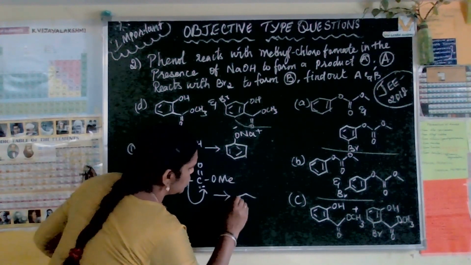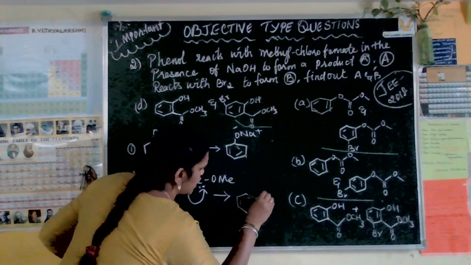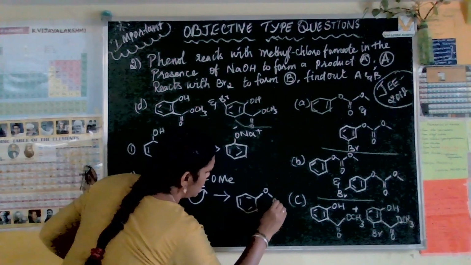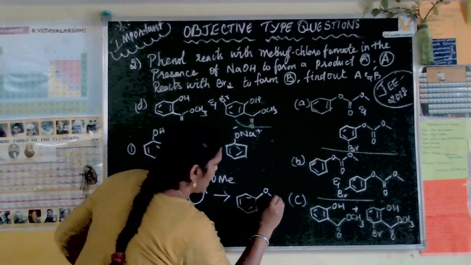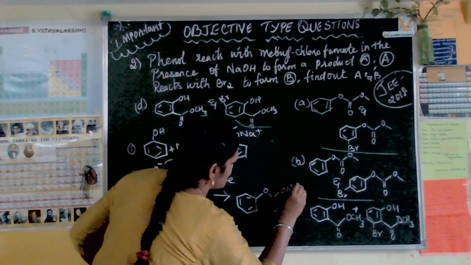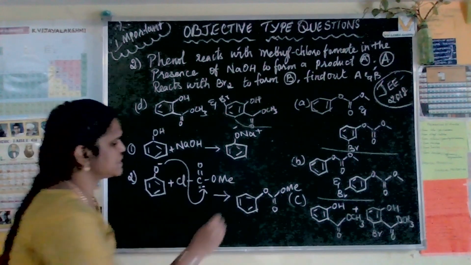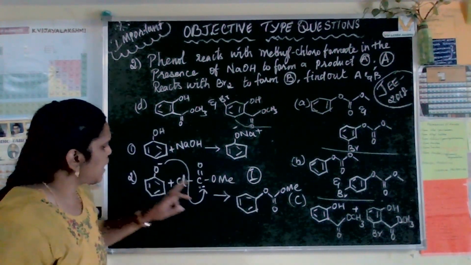So here you are getting O, a double bond O, and this comes down again to OMe. Yes, this is the product you are getting. So this is the first product. Okay, this is the first product. Hope you got an idea.